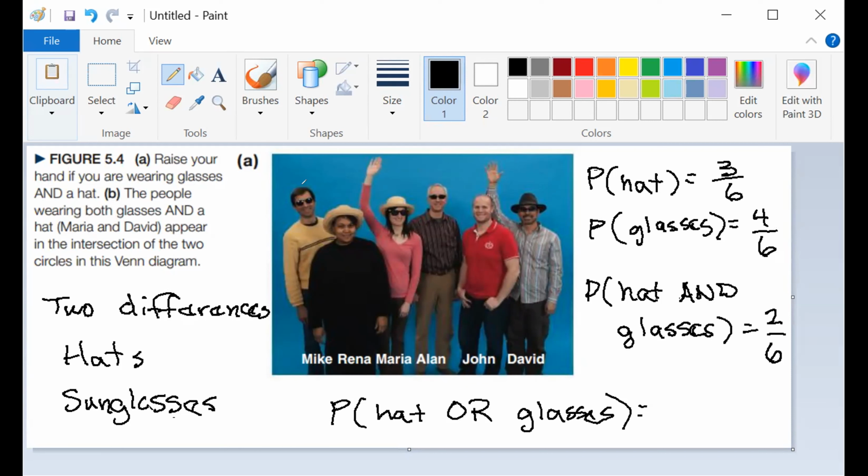All right, so we take a look. We've got glasses. That meets the criteria. That's 1. Hat, that's 2. Hat and glasses, that's 3. Glasses, 4. Nothing, neither hat nor glasses. So that person does not count. And then hat and glasses, 5. So we got hat or glasses. That's going to be 5 out of 6 total possibilities. There's one person who does not have on a hat or glasses.